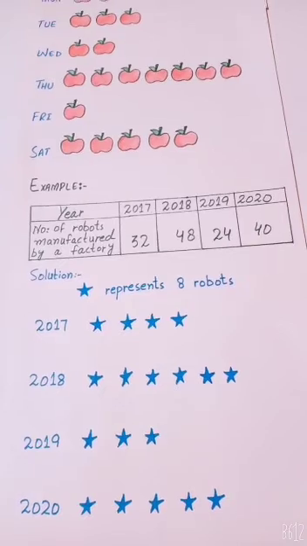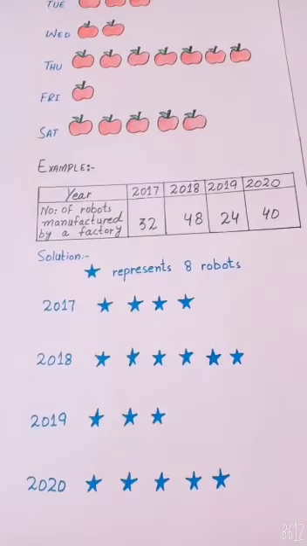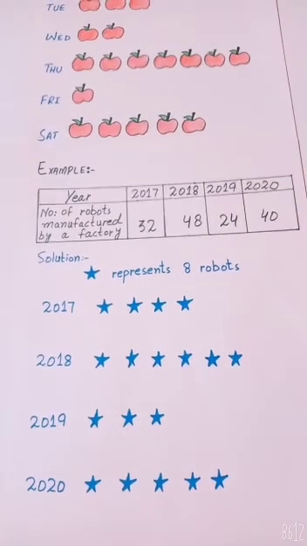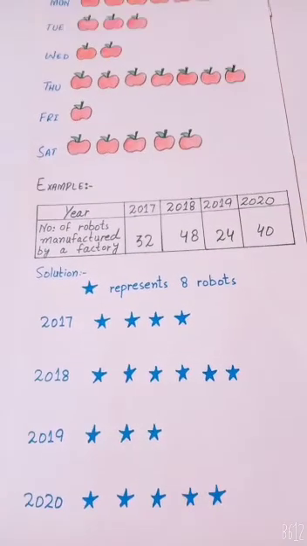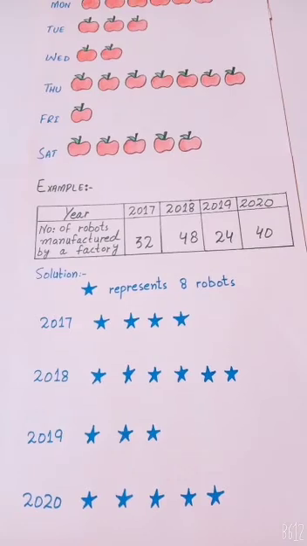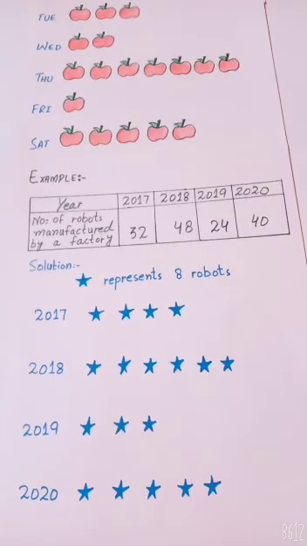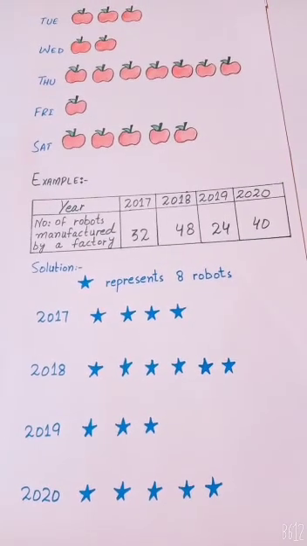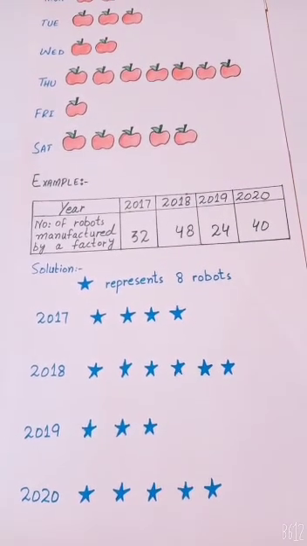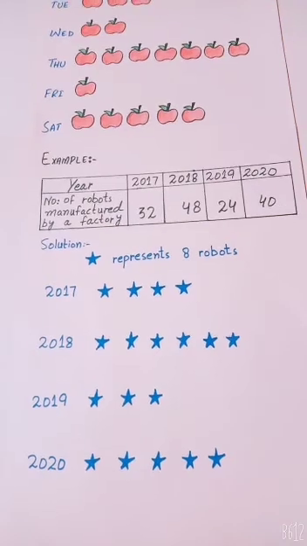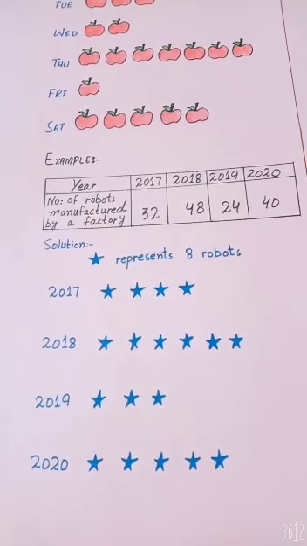because the shape of a robot is difficult. So you can choose any picture which is easy for you. The numbers in the data are multiples of 8, so the scale is: star represents 8 robots.